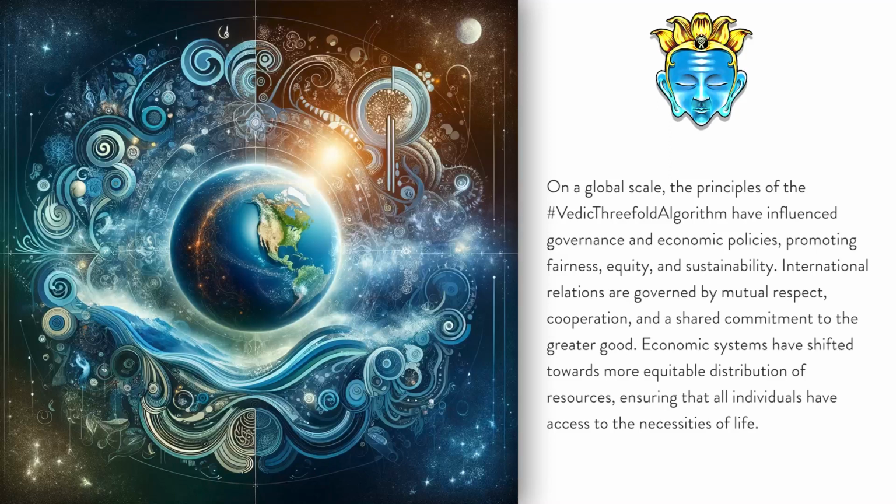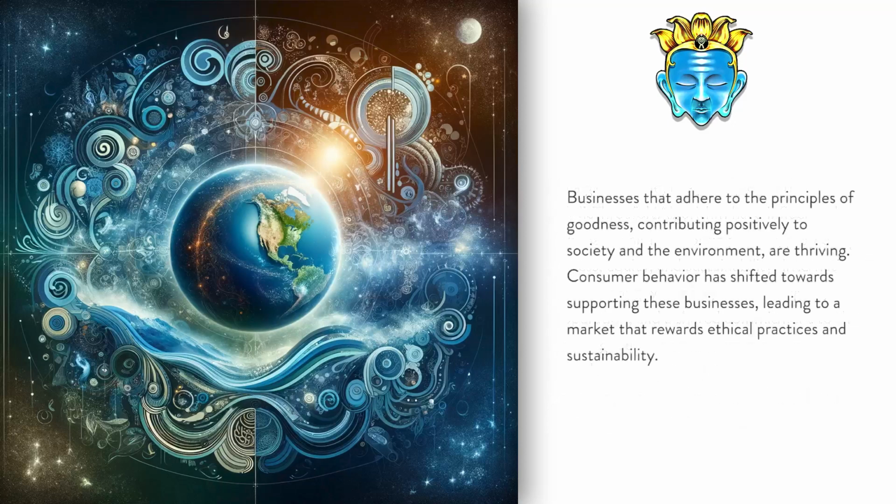Economic systems have shifted towards more equitable distribution of resources, ensuring that all individuals have access to the necessities of life. Businesses that adhere to the principles of goodness, contributing positively to society and the environment, are thriving. Consumer behavior has shifted towards supporting these businesses, leading to a market that rewards ethical practices and sustainability.